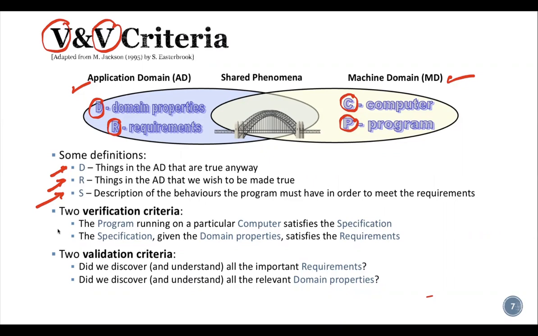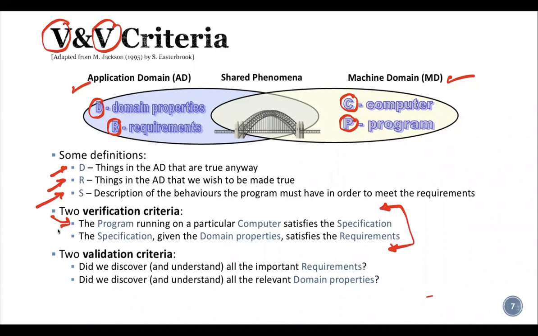So two main verification criteria can be extracted here. The first one: the program running on a particular computer satisfies the specification. And the specification, given the domain properties, will satisfy the requirements. These are verification criteria.